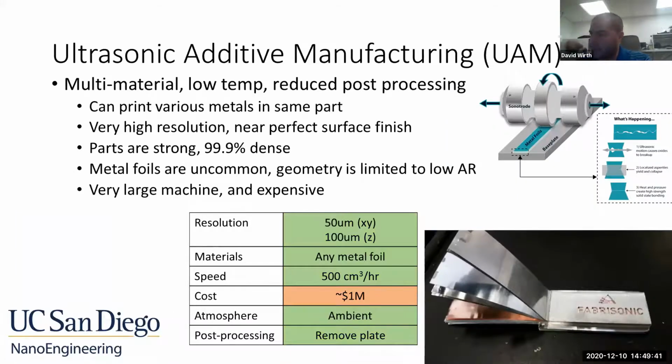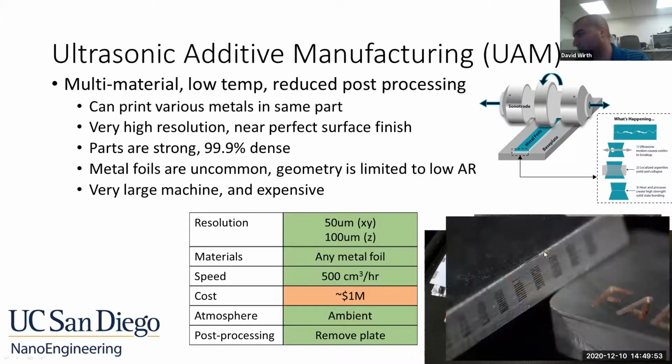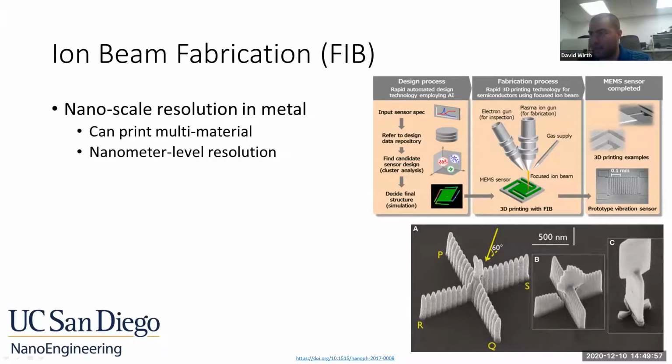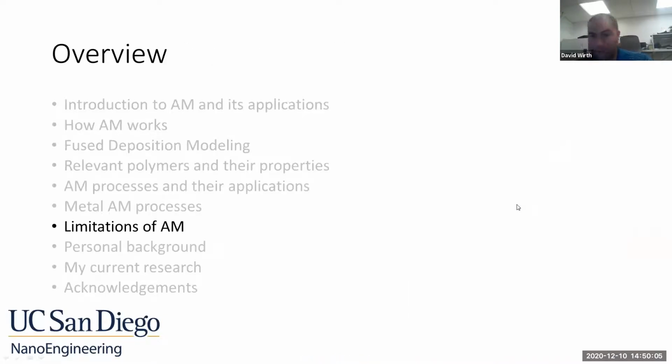And then there are other weird methods. This thing is like a $1 million machine. It welds foils together with ultrasonics and then machines them away each layer. You can get some crazy structures out of this, multi-material out of metal, crazy cooling channels, right? So there's a lot of options. Ion beam fabrication, you can make stuff on the nanoscale. Cool stuff there.